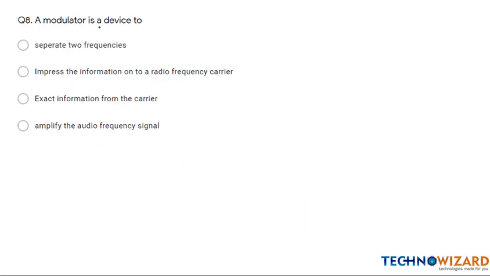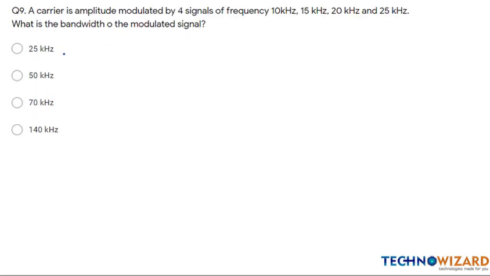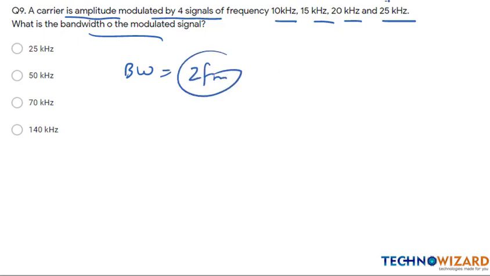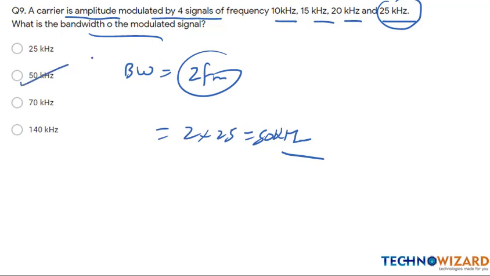Now what is a modulator? A modulator is a device to impress the information onto a radio receiver. Therefore option B is the correct answer here. Now question number 9. What is question number 9 saying? A carrier is amplitude modulated by 4 signals of frequency 10 kHz, 15 kHz, 20 kHz, and 25 kHz. What is the bandwidth? Bandwidth of a modulated signal is given by twice of fm, that is the maximum frequency. Here the maximum frequency is 25 kHz. Therefore 2 into 25 is 50 kHz, the correct answer here. Therefore option B is the correct answer.